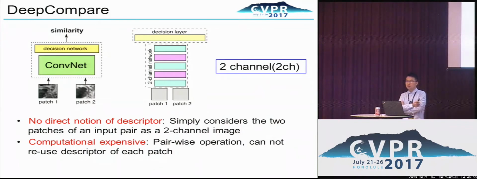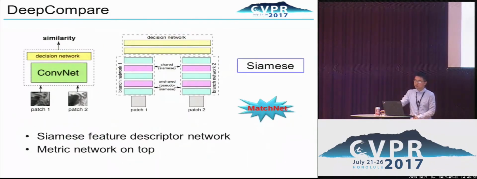Such a two-channel architecture is highly coupled, and there is no direct notion of the descriptor. As a result, it has to traverse all patch pairs when using it for patch matching, and cannot reuse the descriptor of each patch. Apparently, it is very time-consuming. They also proposed a network architecture similar to MatchNet, which I have introduced before.